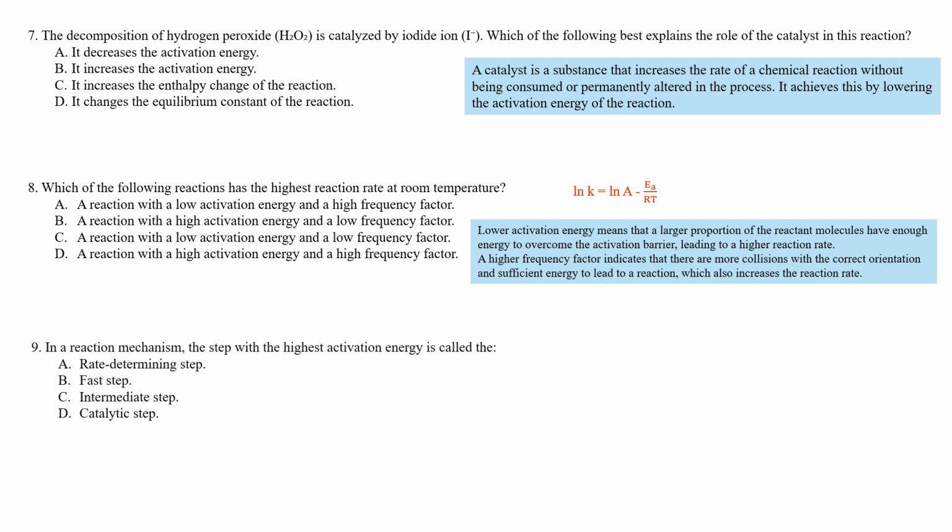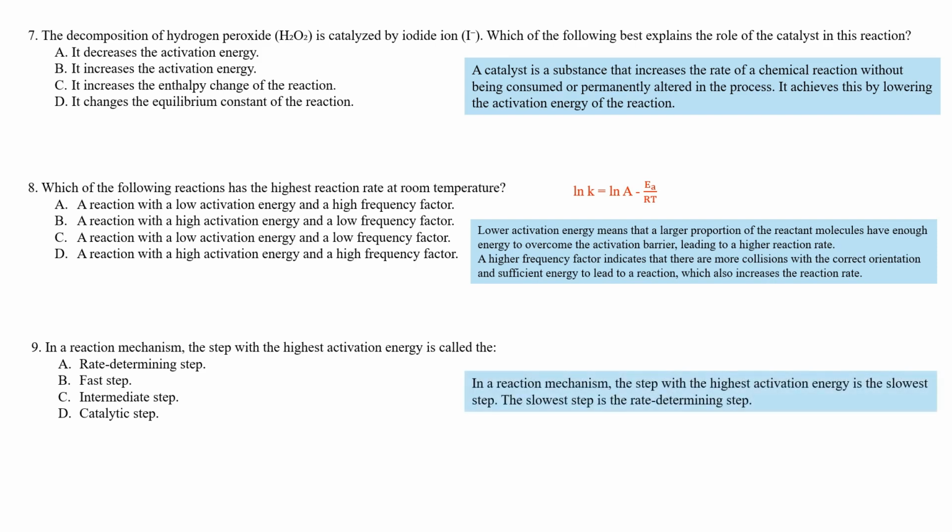Question number 9. The higher the activation energy, the slower the reaction step. A lower activation energy barrier means a faster reaction step. In a reaction mechanism, the step with the highest activation energy is the slowest step. The slowest step should be the rate determining step in that reaction mechanism.